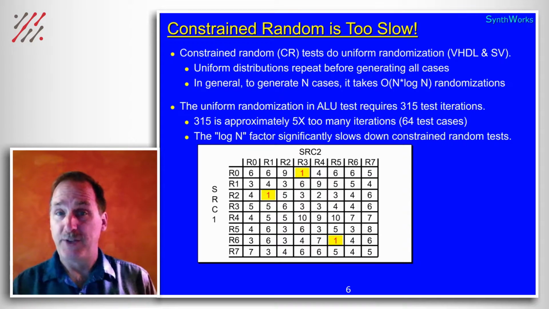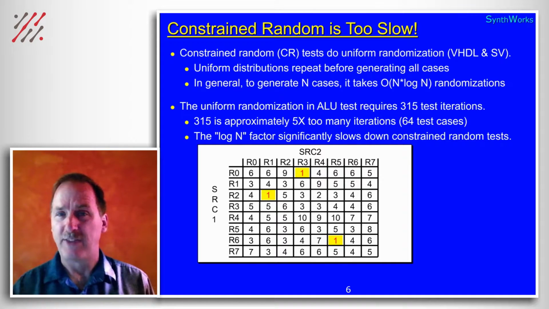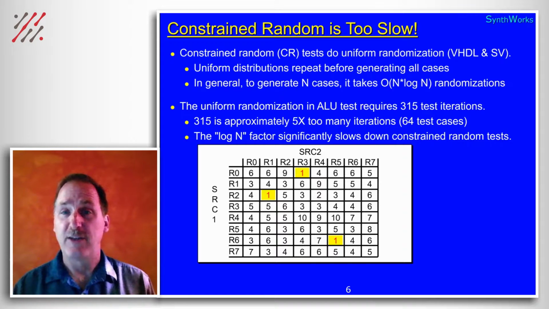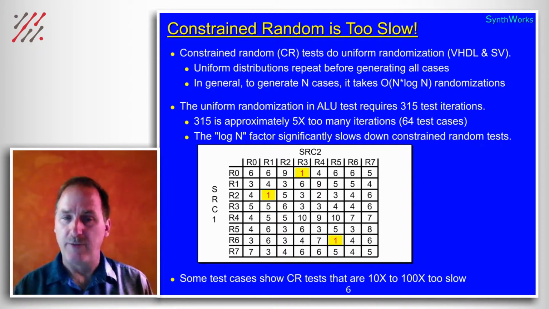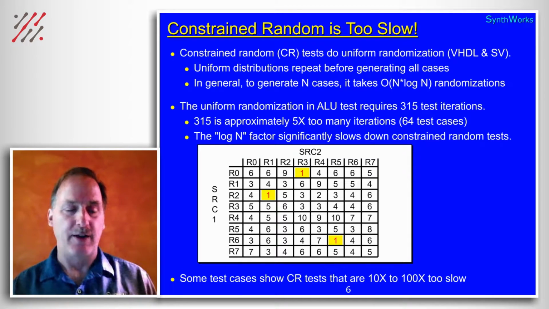If we take a look at this particular example running with a particular seed, it took 315 test iterations. And 315 is approximately, just slightly less than, 5x too many iterations over the ideal 64 test cases. So what we've shown is even for a small thing like this, the log n factor can significantly slow down constrained random tests. In fact, some of the intelligent test bench tools have done further studies that showed constrained random tests can take 10x to 100x off the ideal number of test cases. So it can be exceeding that by that multiplication factor.